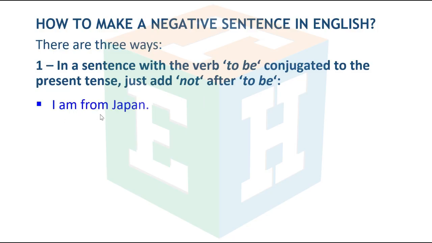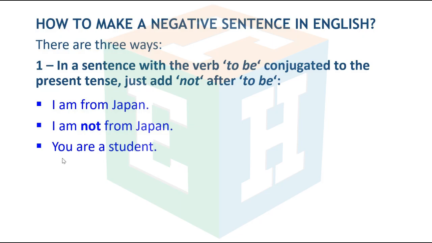Example, I am from Japan. I am not from Japan. This is a negative sentence. So we add not after the verb to be to make a sentence negative.